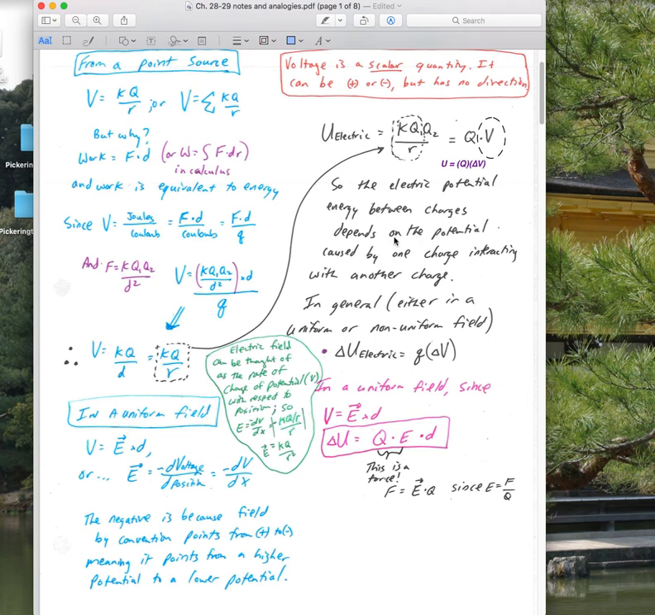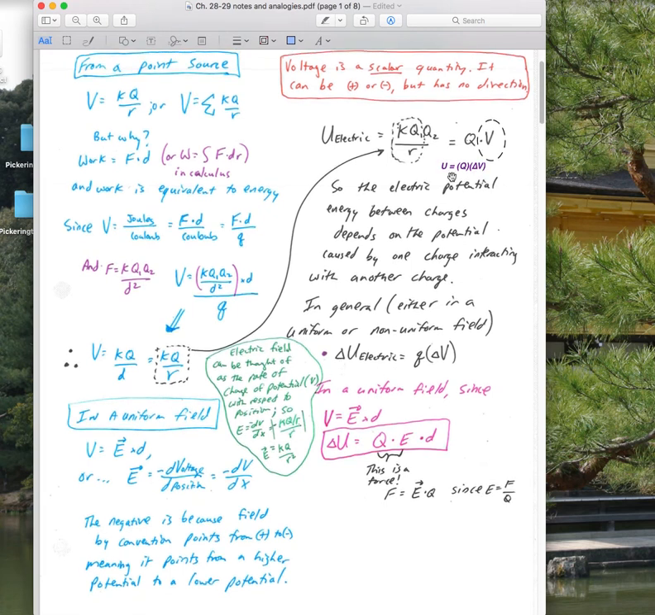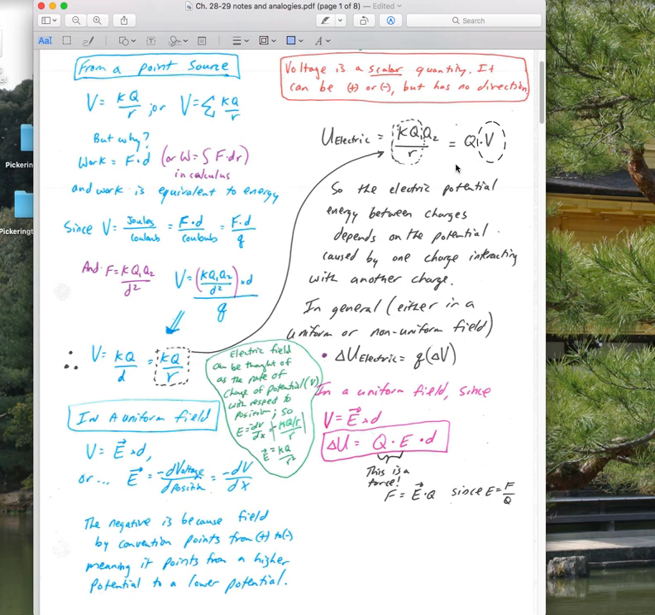Okay, so electric potential energy between charges depends on the potential caused by one charge interacting with another charge. In general, I guess that's what I had up here. Duh. So the potential energy difference is equal to this. So I'll get rid of that.